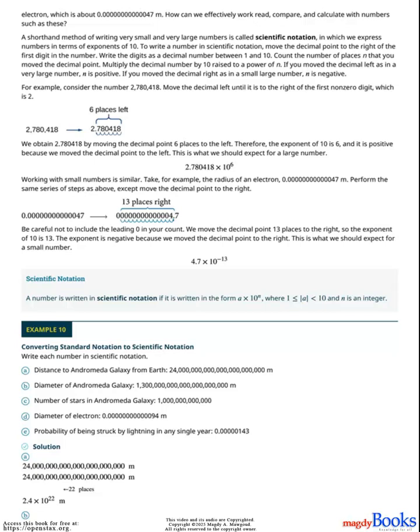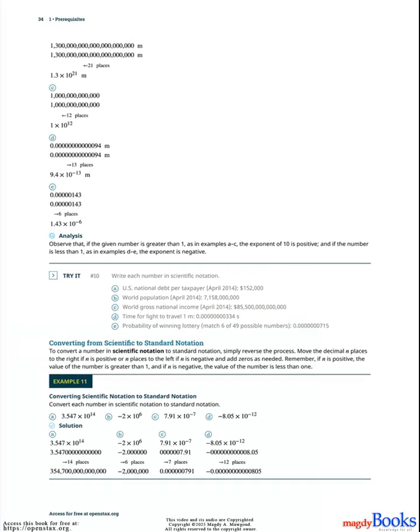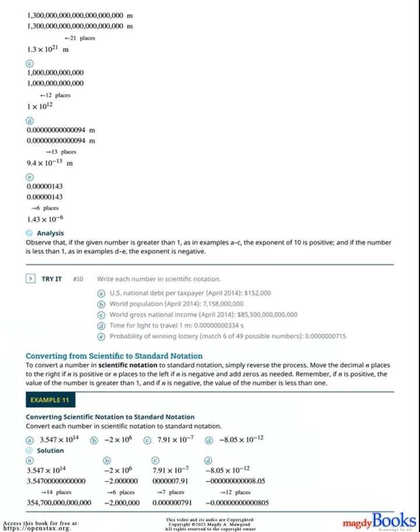Solution. A. 24 sextillion meters. Move it 22 places left. 2.4 multiplied by 10 to the power of 22 meters. B. 1 sextillion 300 quintillion meters. Move it 21 places left. 1.3 multiplied by 10 to the power of 21 meters. C. 1 trillion. Move it 12 places left. 1 multiplied by 10 to the power of 12.